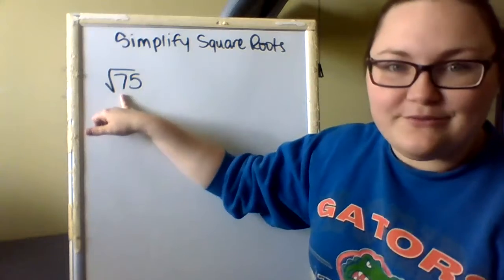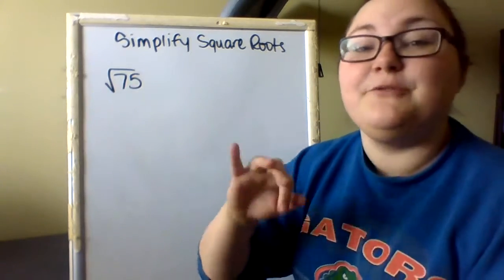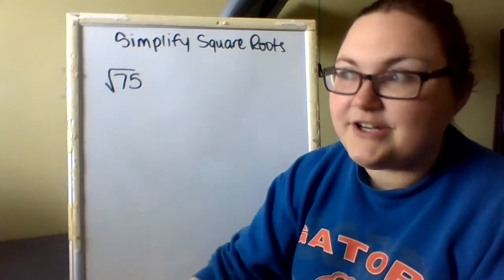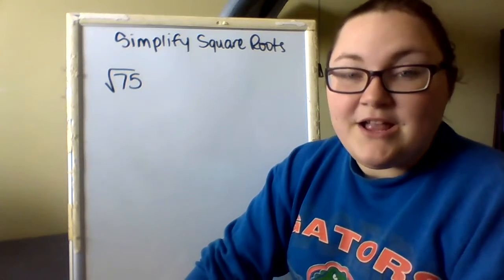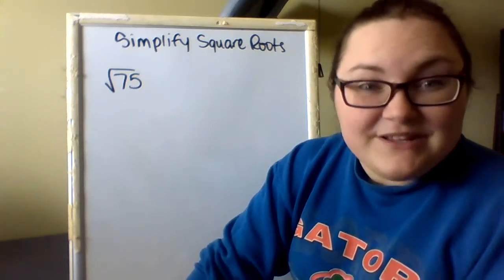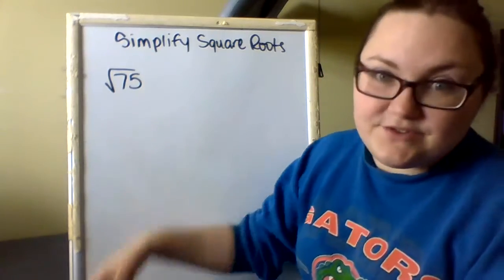There is no whole number square root of 75. Now, if you were to type that into your calculator, you're going to get a decimal. The decimal is just going to go on forever and ever. There are times where we don't want a decimal. Instead, we just want to simplify the square root.